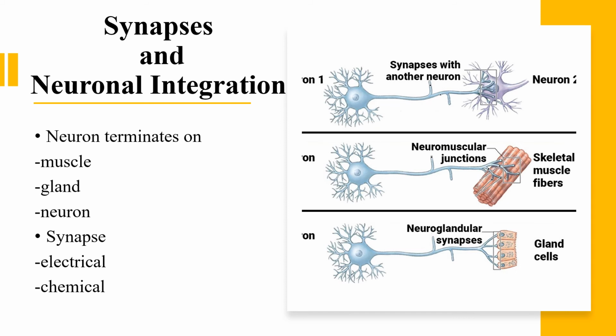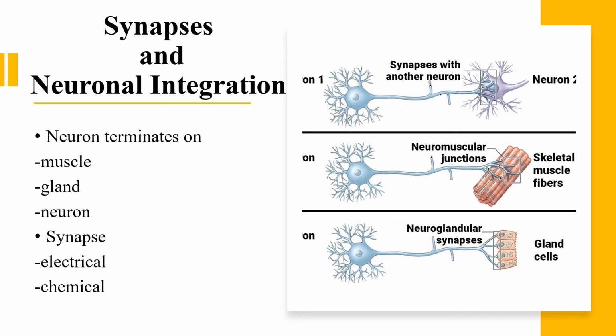A neuron may terminate on one of three structures: a muscle, a gland, or another neuron. Therefore, depending on where a neuron terminates, it can cause a muscle to contract, a gland cell to secrete, another neuron to convey an electrical message along a nerve pathway, or some other function. When a neuron terminates on a muscle or a gland, the neuron is said to innervate or supply the structure.